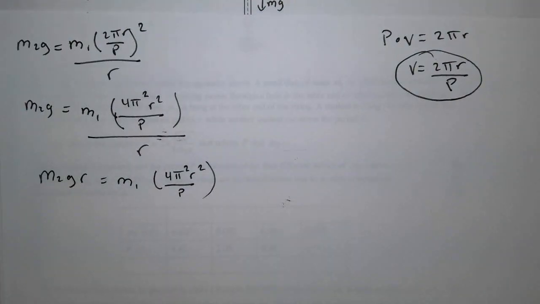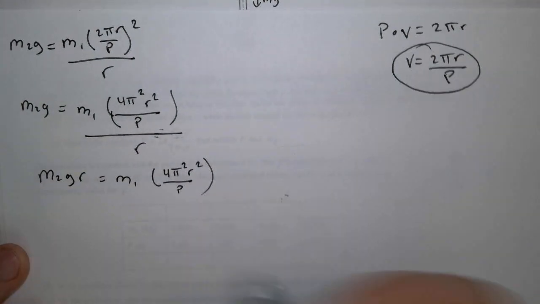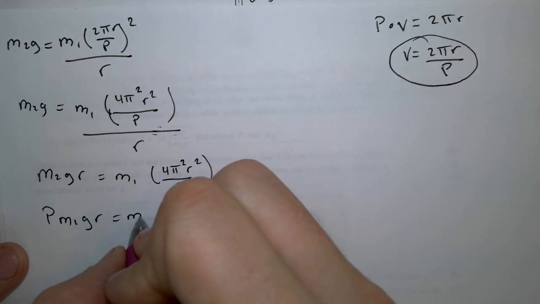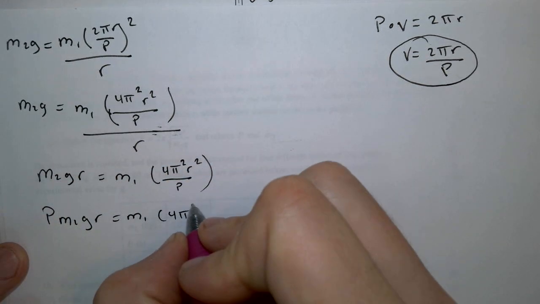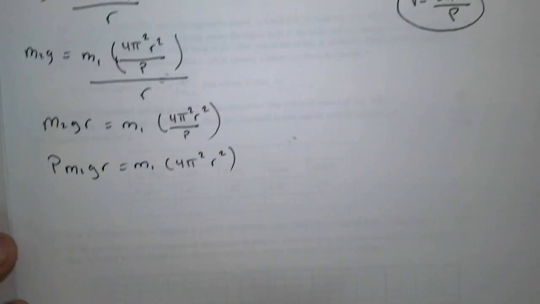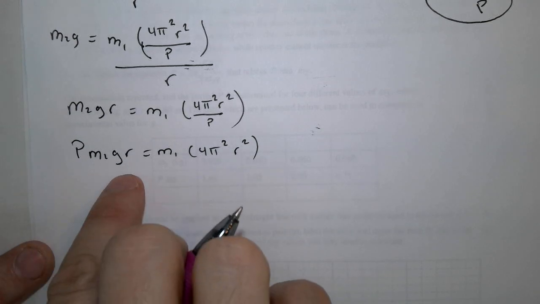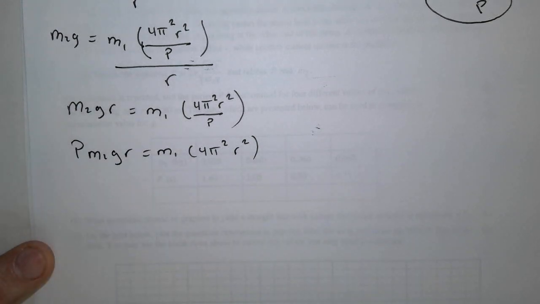Now from here, I am going to multiply by p to get that off the bottom. P m2gr equals m1 4 pi squared r squared. I don't know why I put the parentheses because they don't need to be there anymore. Now I'm going to solve for p, so I'm going to divide by m2, divide by g, divide by r, and go from there.